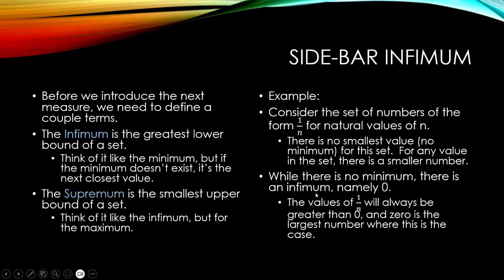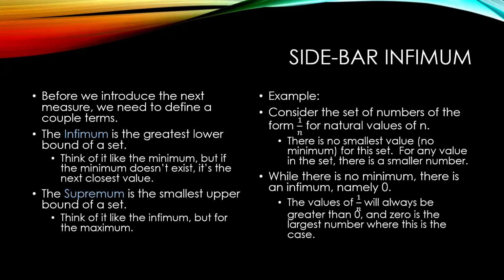But we would have an infimum. And so the infimum would be 0 because the values of this will get really, really close to 0, but they'll always be a little bit greater than 0. And so the values of 1 over n will always be greater than 0, and 0 is the largest number where this is the case.